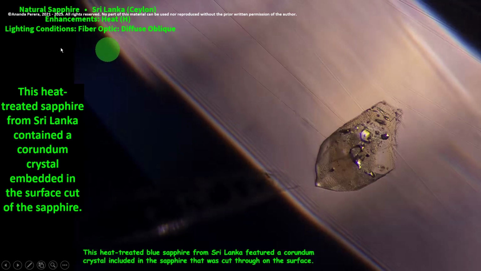When we come here, the lighting condition is fiber optic, diffuse oblique. It is heated sapphire from Sri Lanka. This heat-treated sapphire from Sri Lanka contains a corundum crystal embedded in the surface cut of the sapphire. Near the surface cut of the stone, there is a corundum crystal embedded here. And it shows inside destroyed shapes.